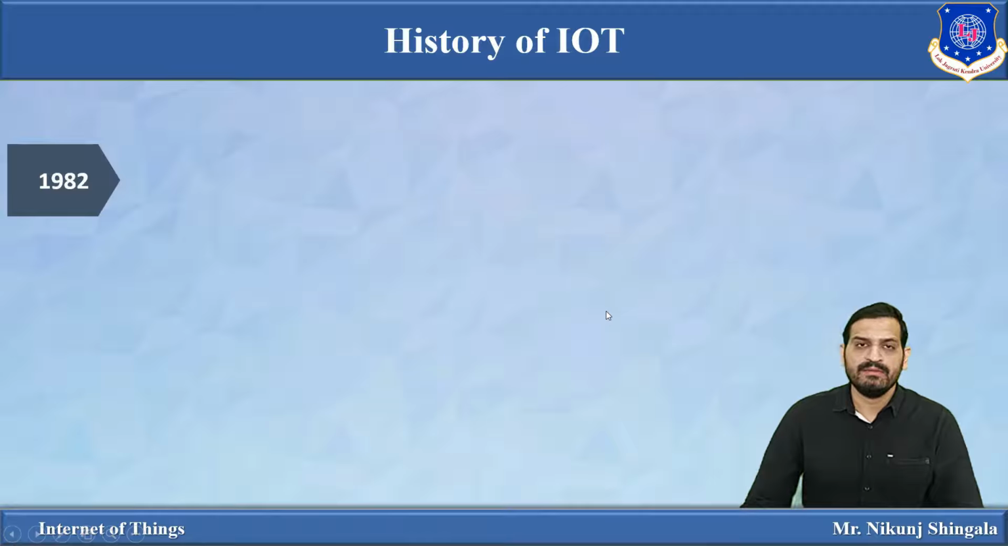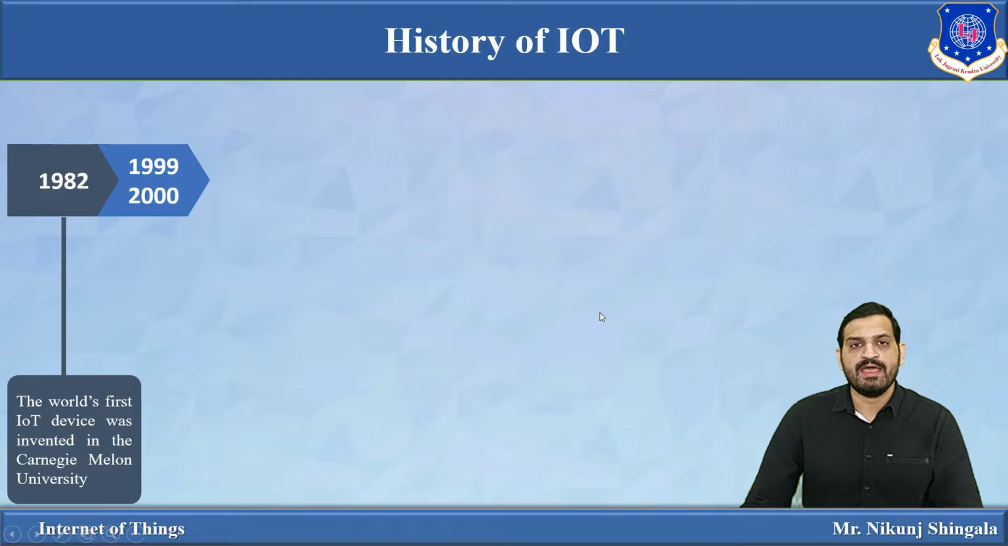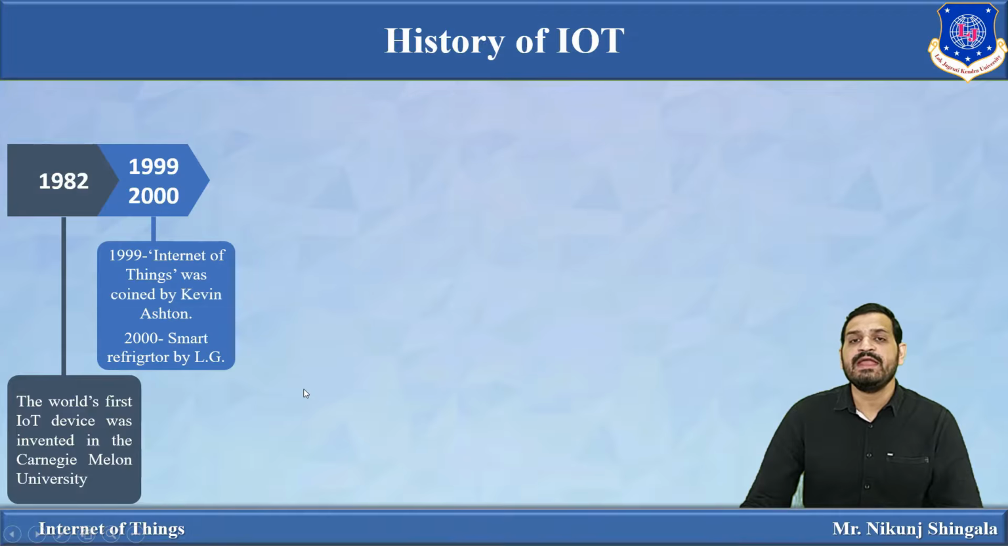Now let us see the evolution by year. In 1982, the world's first IoT device was invented at Carnegie Mellon University. They invented a vending machine to remotely control cold soda. In 1999 and 2000, two things happened. In 1999, as I already mentioned, Kevin Ashton used the word Internet of Things, and that word came into the market. And in 2000, LG introduced a smart refrigerator, which was IoT based.